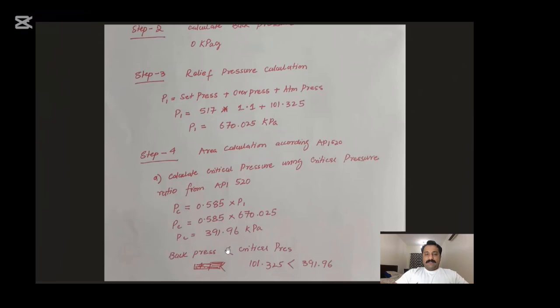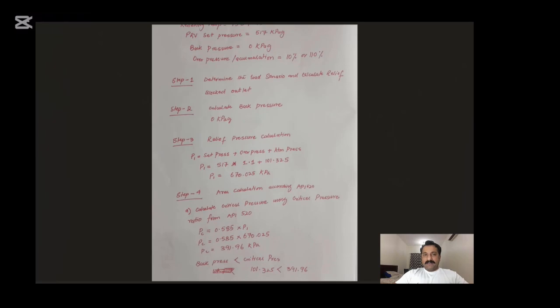391.96. So this back pressure is less than the critical pressure. 101.325 is the back pressure and this is the critical pressure. Through this factor we come to know that this is critical flow. Accordingly we will select the formula. So let's move on to the second page.